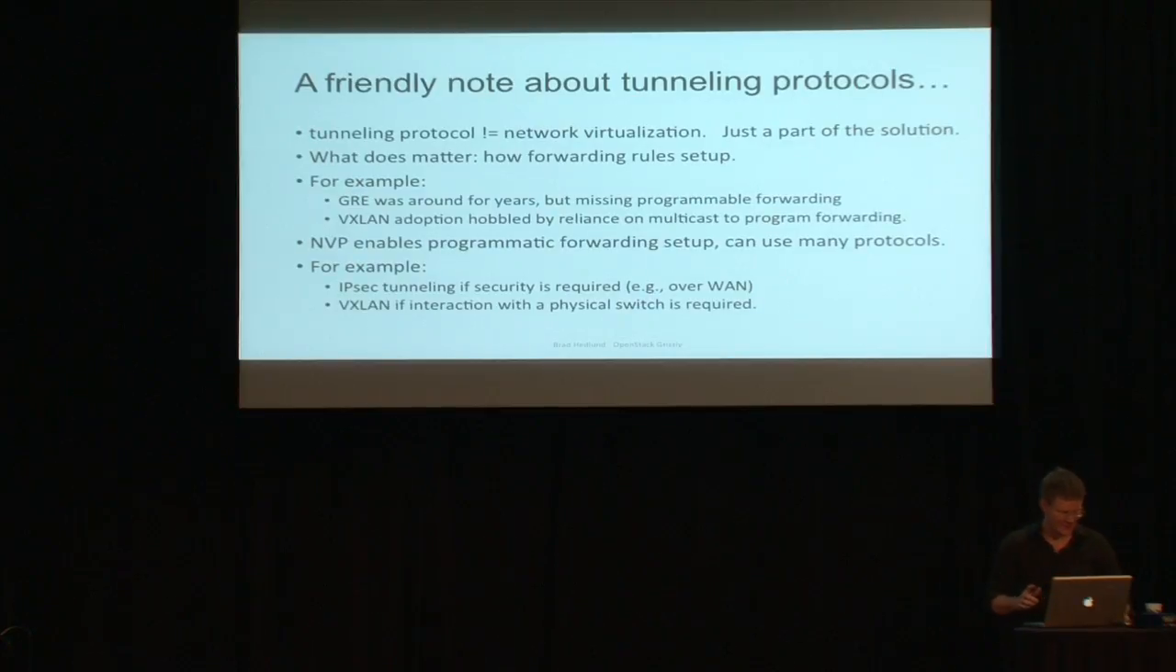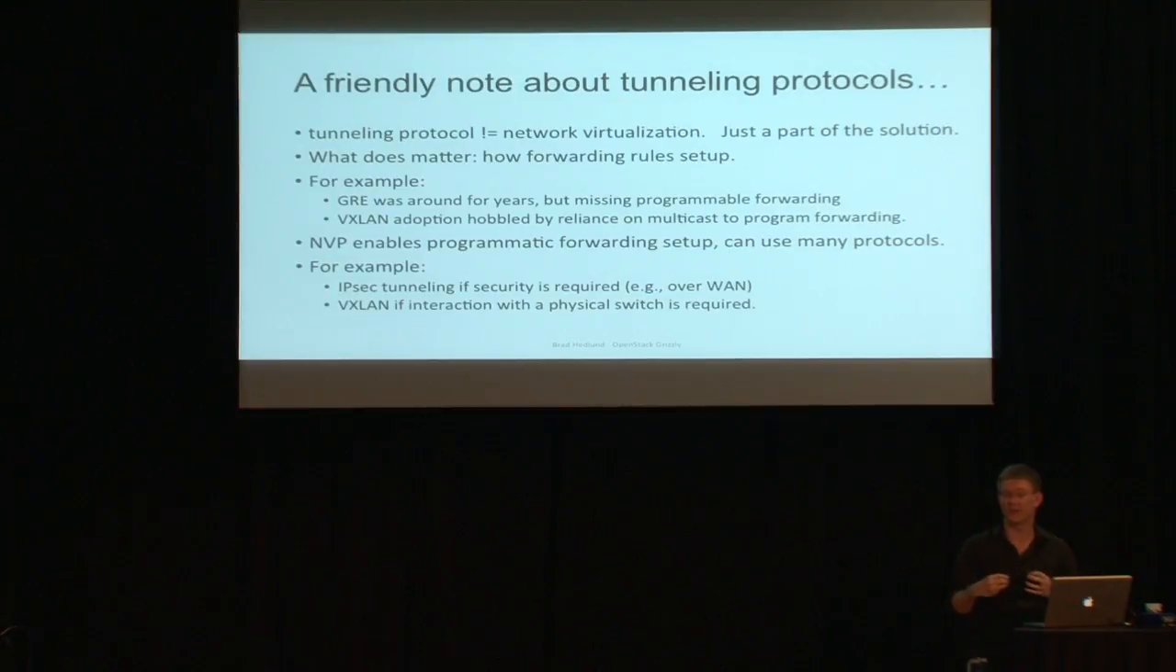So this is a bit of an aside, and I probably don't have time to do it, but I'm going to do it anyway, just because this is a huge point of confusion. People tend to conflate the tunneling protocol and network virtualization. Tunneling is important to network virtualization, but it's just part of the solution. What really matters is the logic for how the flows are set up and your control plane for pushing those rules in. Here's two examples.